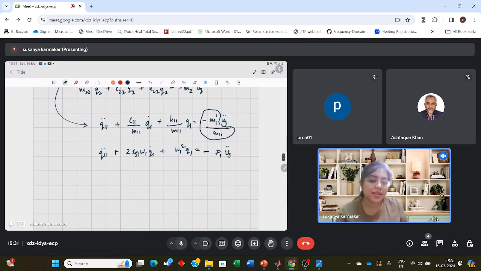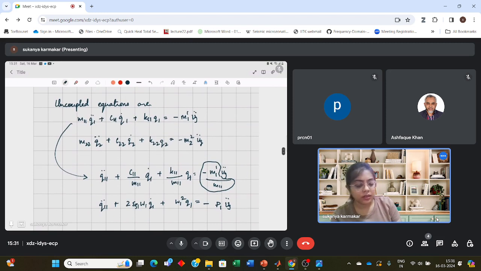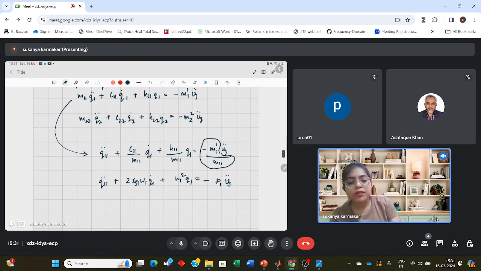This just tells us how much response, what part of the response, is being contributed by this degree of freedom. This Q1 coordinate is related to the first mode, Q2 is related to the second mode. So these P1, P2, P3 terms will just give an idea about how much of the response is being contributed by that particular mode.